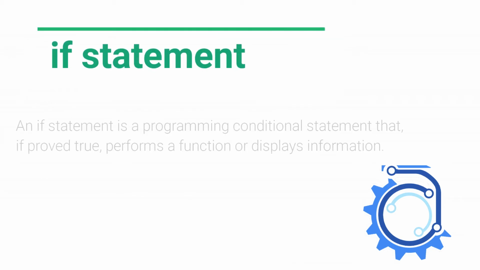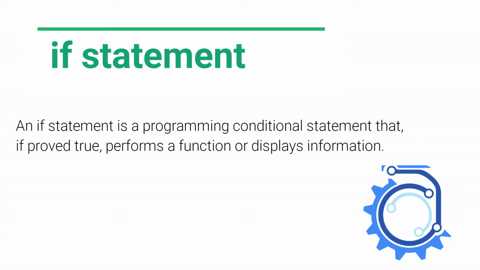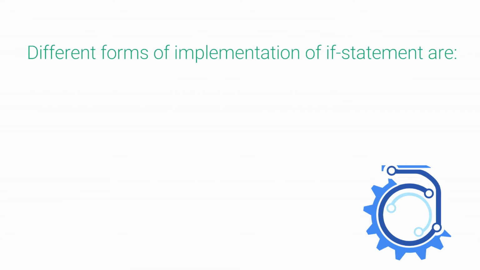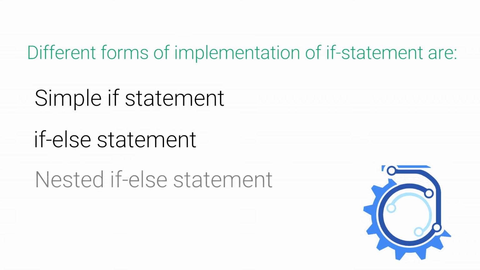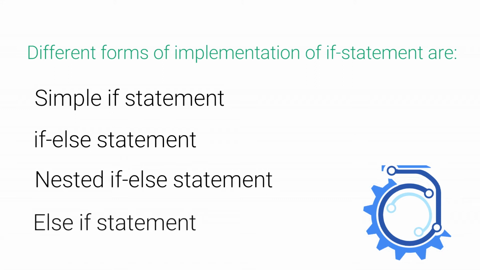If statement. Under conditional statement, an if statement is a program condition statement that, if proved true, performs a function or displays information. There are different forms of implementation of if statement. These are simple if statement, if-else statement, nested if-else statement, and else-if statement.